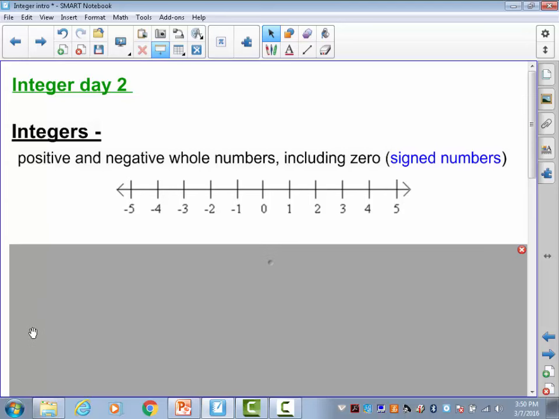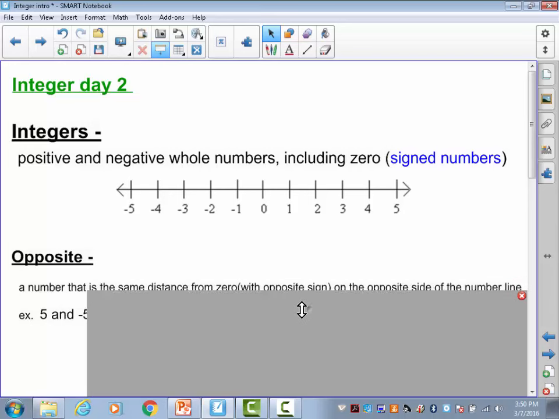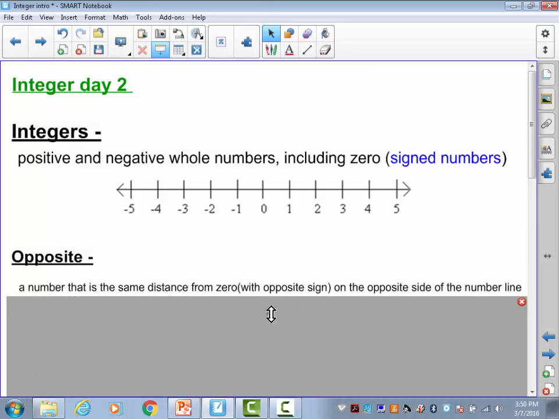Okay, next is going to be opposite. Okay, so please write this down. You should have something similar to this already. Opposite means a number that is the same distance from 0 with the opposite sign on the opposite side of the number line. So if you have to stop and write that down, please do so.